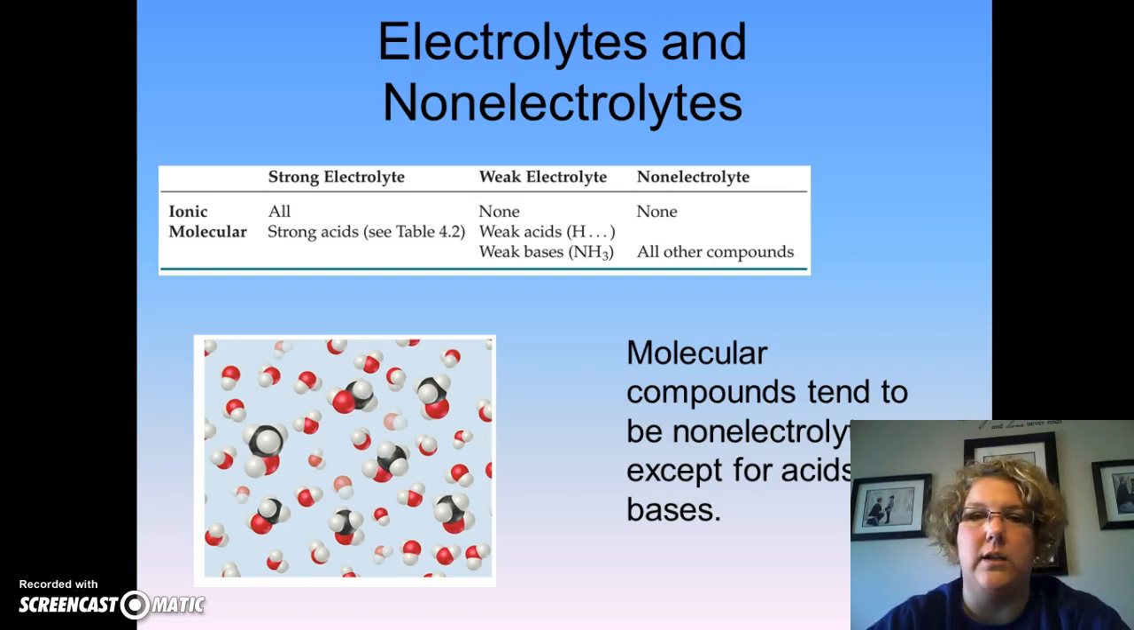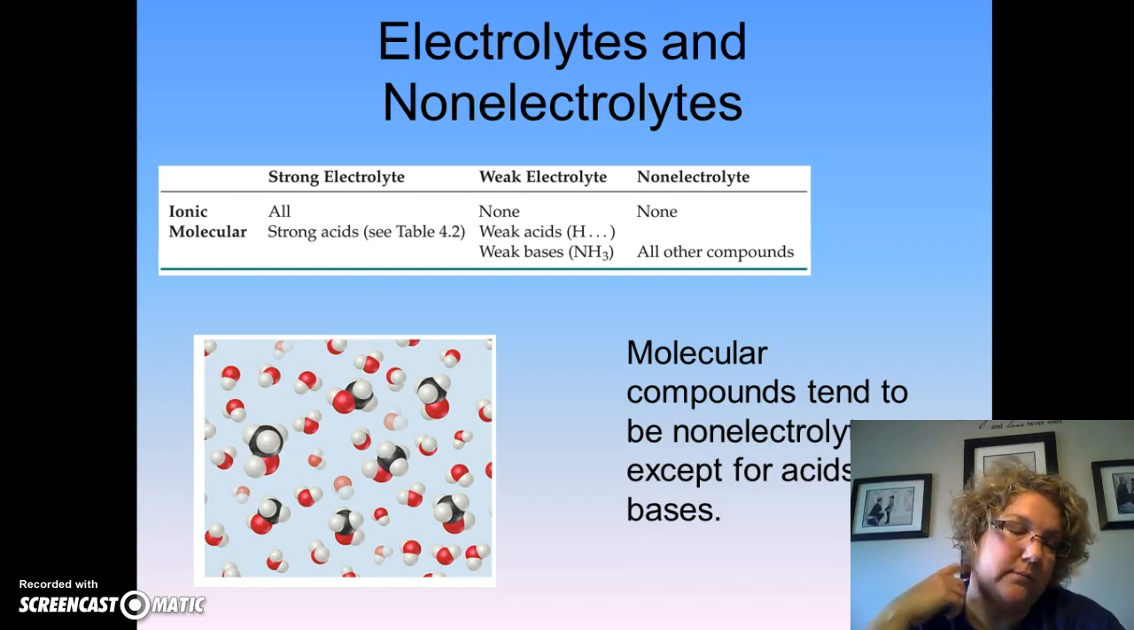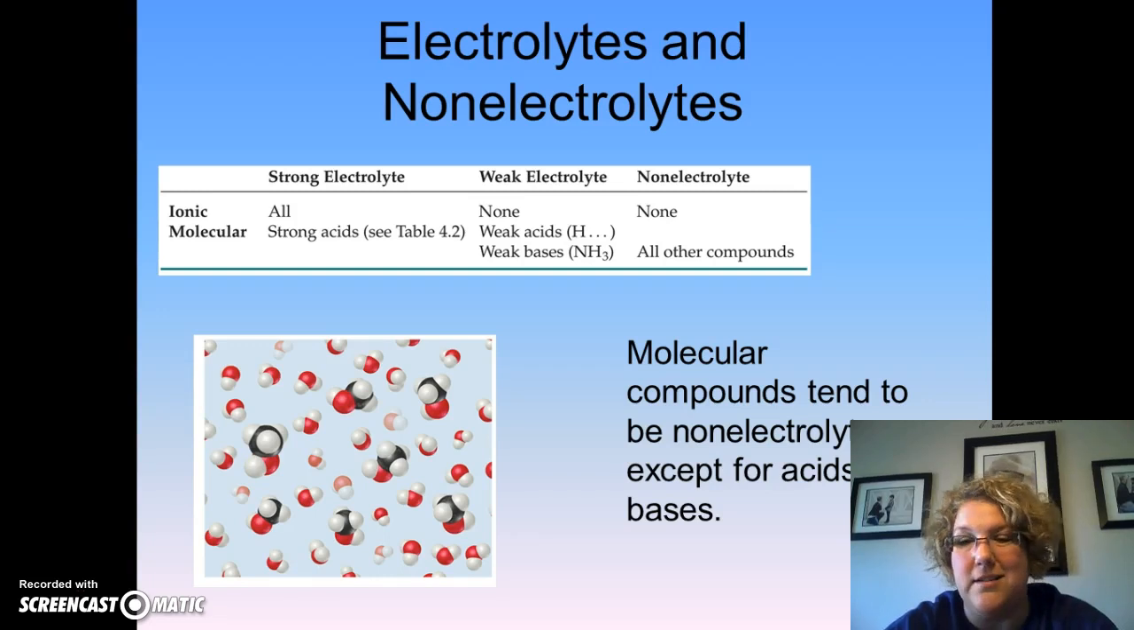Now, there's only a few weak bases we'll talk about. The only one I'm going to mention right now is ammonia, NH3, which does dissolve in water to produce ammonium hydroxide, NH4OH. It does dissolve slightly in water and dissociate slightly in water and produce some ions. So it is a weak base, but it doesn't dissociate completely. So, molecular compounds, stuff made out of just nonmetals, those are non-electrolytes unless it's some kind of acid or a base.